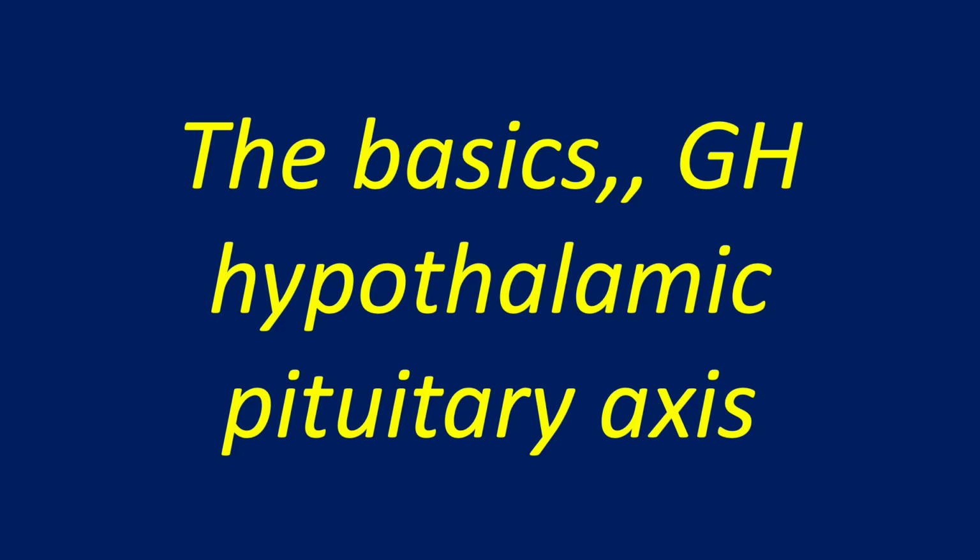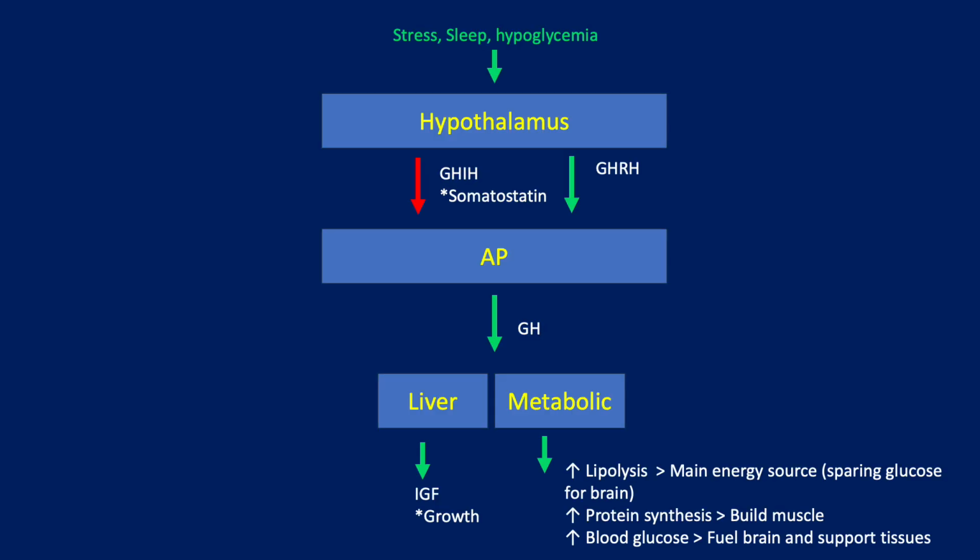Firstly, we're going to discuss the basics of growth hormone physiology involving the hypothalamic pituitary axis. Growth hormone is secreted in pulsatile bursts in response to a range of factors including sleep, stress and hypoglycemia. Its release is regulated by two key hypothalamic factors. These include growth hormone releasing hormone or GHRH and also growth hormone inhibiting hormone GHIH, also known as somatostatin.